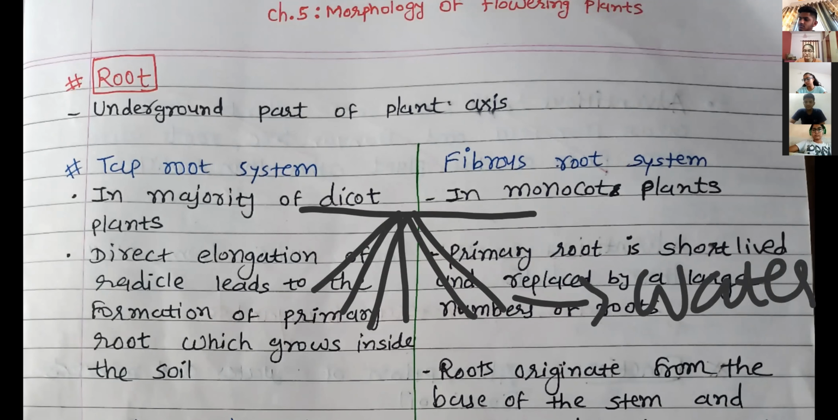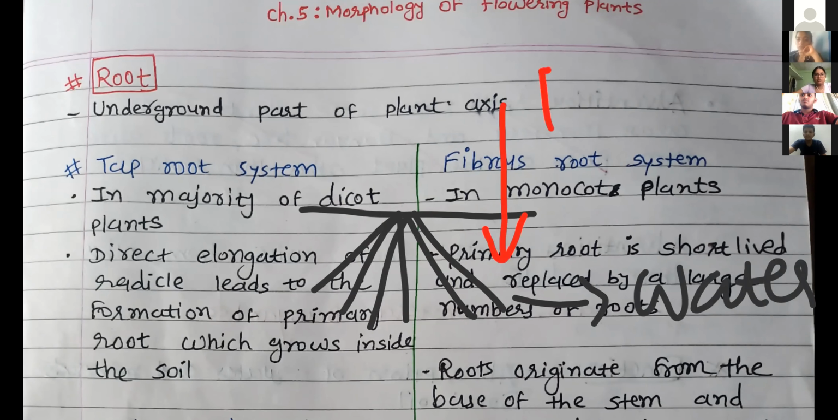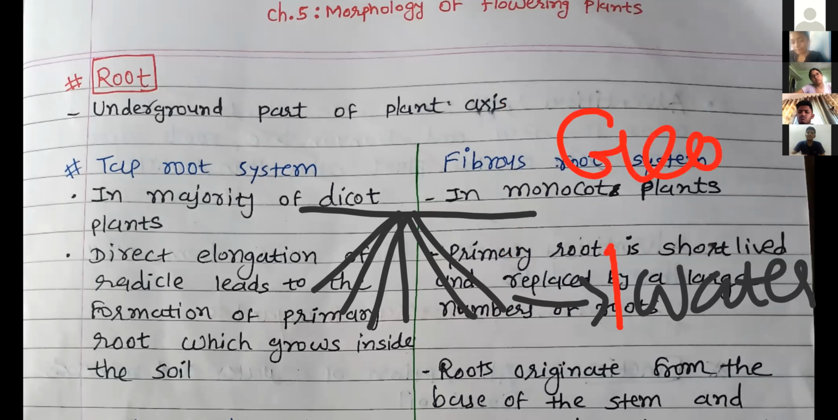Next, what about the gravitational force, positive or negative? Roots are growing downward. So how will gravitational force apply, positively or negatively? Positively, yes, correct. Gravitational force acts from upward to downward in direction, and the roots are the same. So that's why we call it geotropism. Geo means gravitational force.